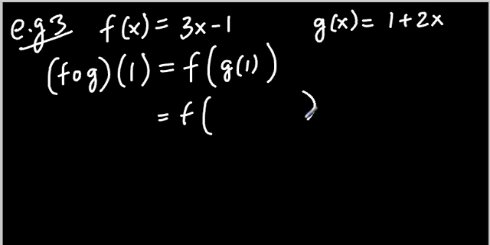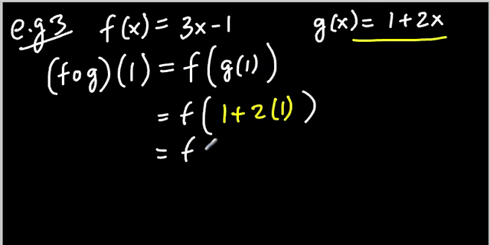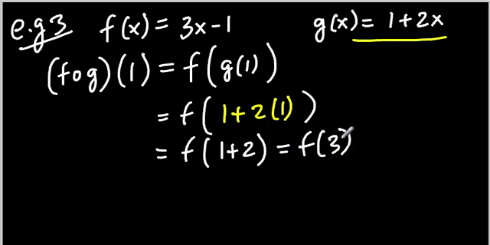So let's plug that in. So let's say I put that as yellow. So this is going to be 1 plus 2, but this time instead of x, I'm going to put in that 1. So it's 1. And now let's see what that's equal to. So that's simply equal to f of 1 plus 2. Then 1 plus 2, what is 1 plus 2? That's f of 3. We're not done yet.